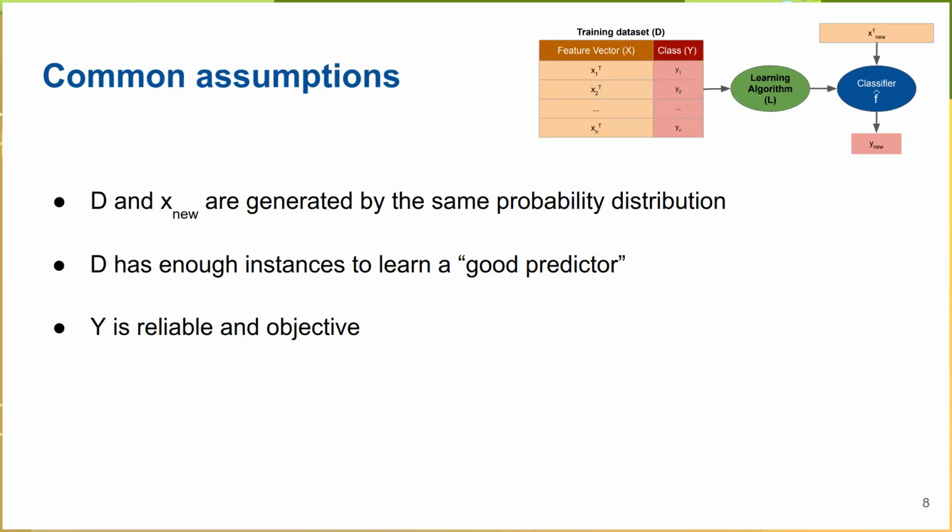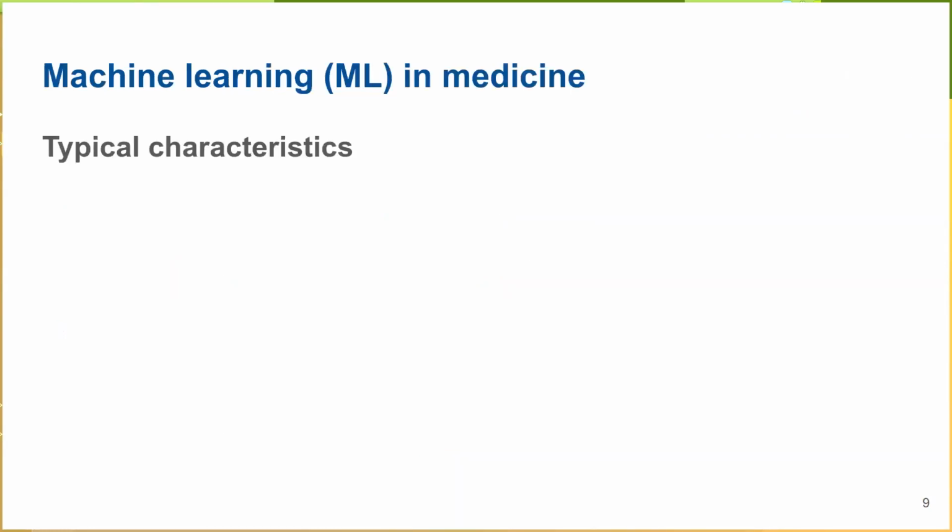A third assumption is that Y is reliable and objective. Usually in machine learning, an external source gives us these labels, and then we use them to learn the mapping from X to Y. And it turns out that these three assumptions are often not valid in tasks related to medicine. So when we try to apply machine learning in medicine, some typical characteristics are that first, we have relatively few labeled instances for training.